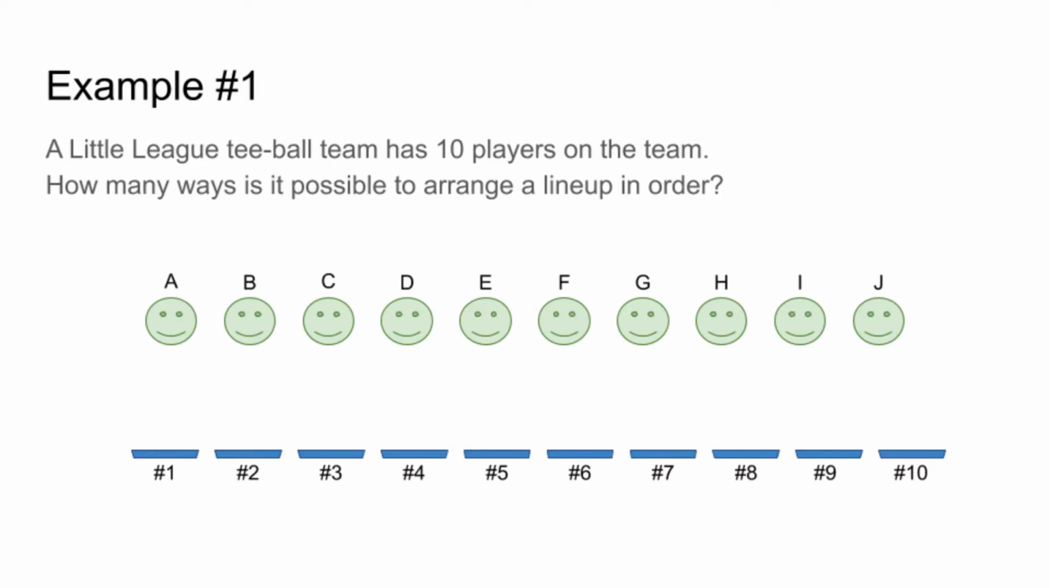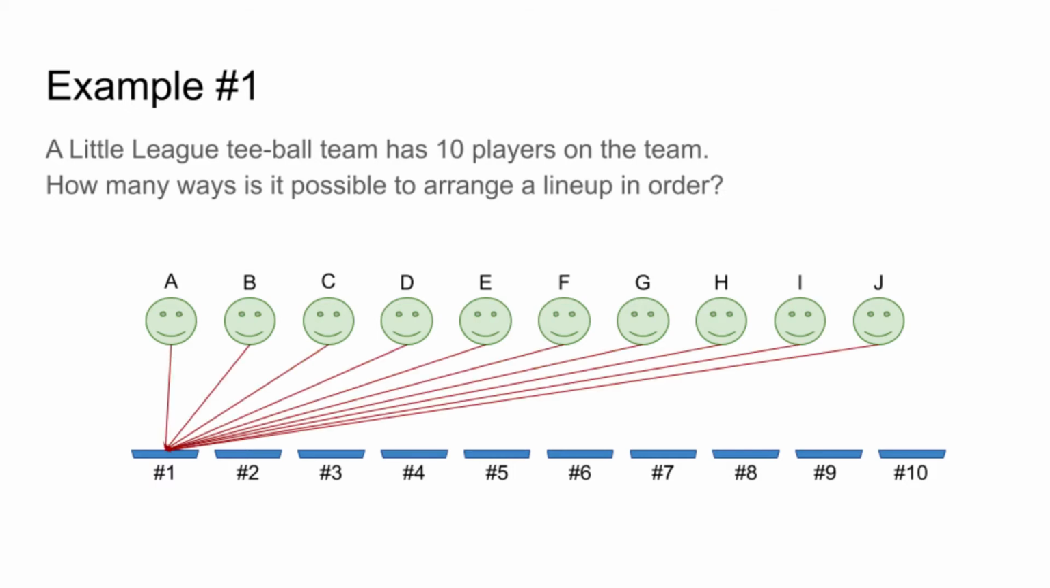You can imagine this. You can draw out 10 players. Each player is a distinct person. And also, the positions of the lineup are made of distinct slots. So position number 1 is not the same as position number 10. So how many ways is it possible to build a lineup of 10 players?